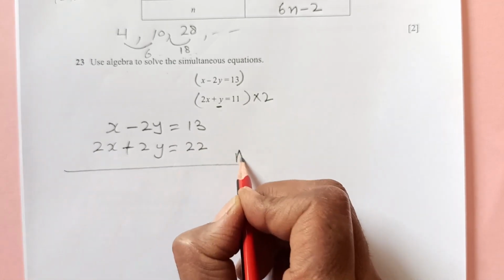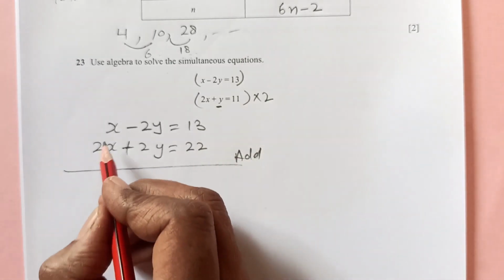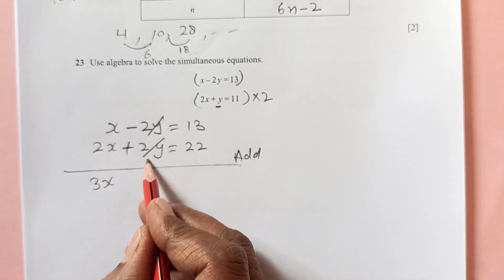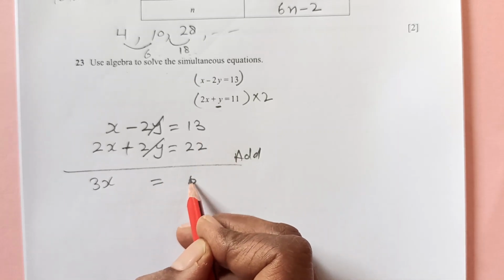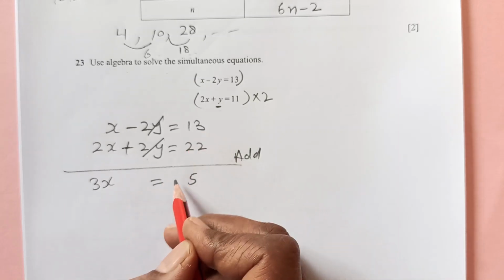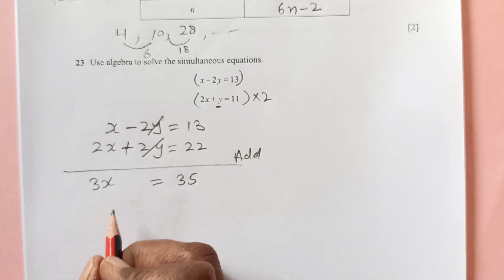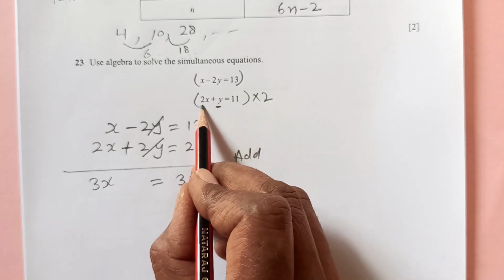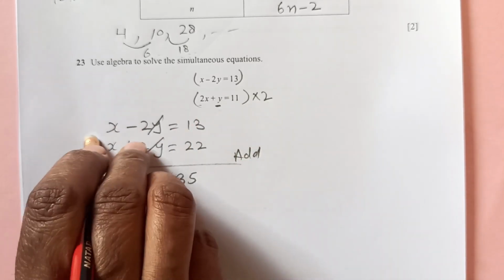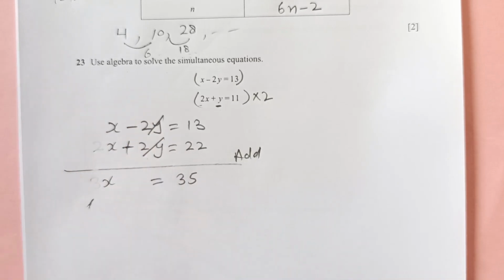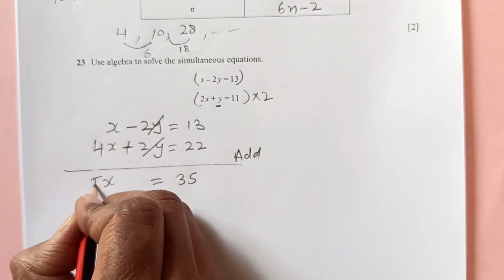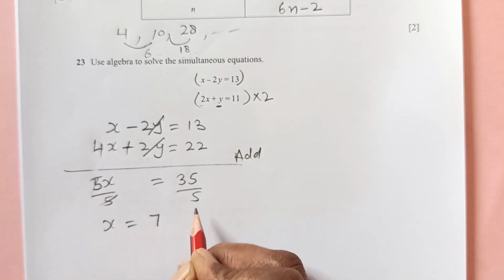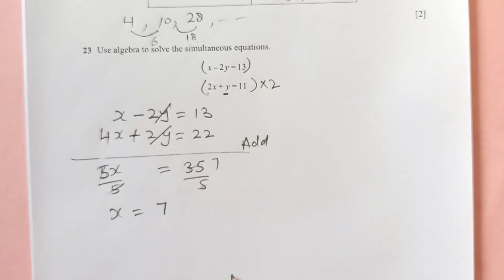So now you add them. When you add, there is no change of sign. So x plus 2x is 3x. So this negative 2y and positive 2y will become 0. So add this, 3 plus 2, 5, 35. Sorry, I forgot to multiply 2 here. 2 times 2, it is going to be 4 here. So this is 4. 4 plus 1 is 5. So now you divide by 5, divide by 5. So x is going to be 7. 5 times 7, 35. So x is 7.